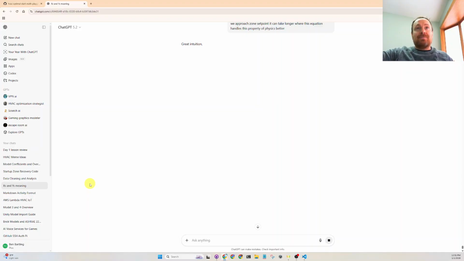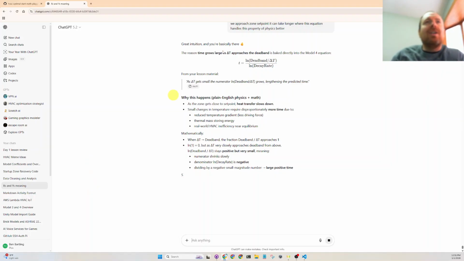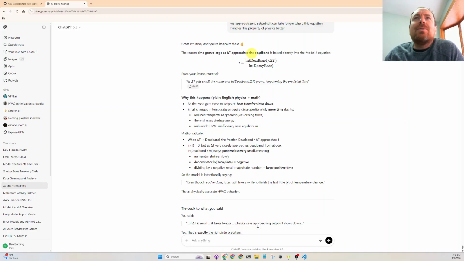Great intuition. All right, the reason why time grows large as delta T approaches deadband is baked into the Model 4 equation: the log of deadband divided by delta T, over the log of the decay rate. In plain English, as the zone gets close to set point, heat transfer slows down. That's correct. That's what I meant to say. Small changes in temperature require disproportionately more time due to reduced temperature gradient, less driving force, thermal mass, and real-world HVAC inefficiency near equilibrium.